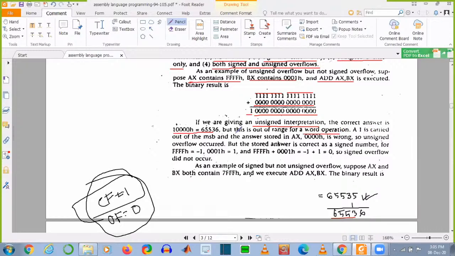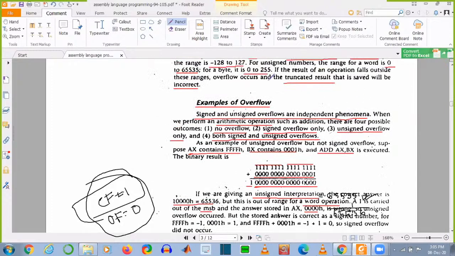A 1 is carried out of the MSB, and the answer stored in AX is 0000. Actually, what answer is stored in register AX? Register AX can only store 16 zeros, that is the range of register AX. That means the stored truncated result is actually not correct, like it said here. If the result of an operation falls outside this range, overflow occurs, and the truncated result that is saved will be incorrect. AX is storing four zeros here, which is a truncated result. So that result is actually not the correct result.